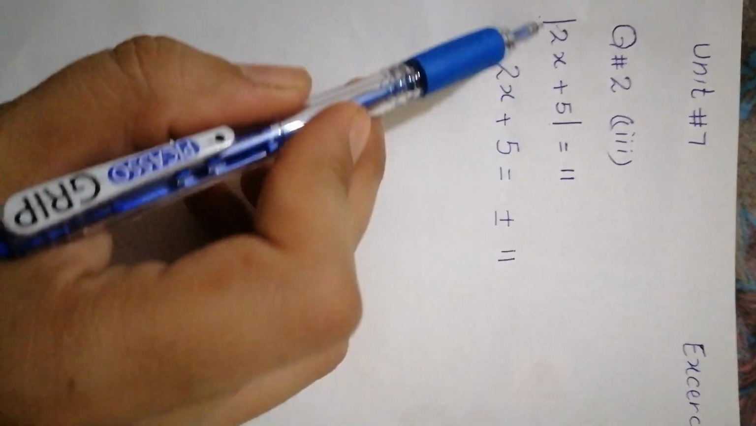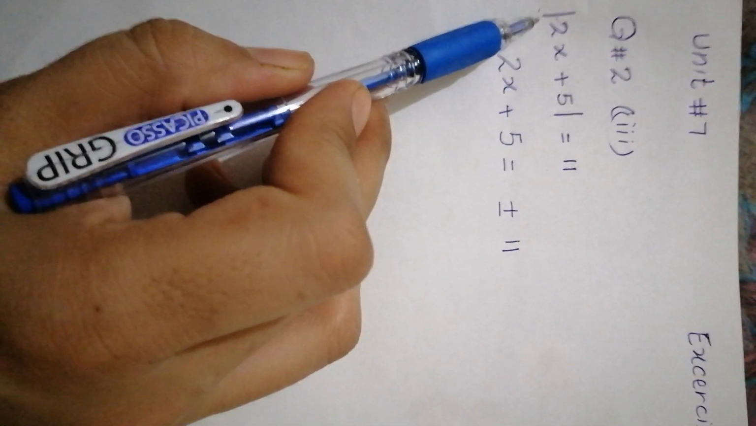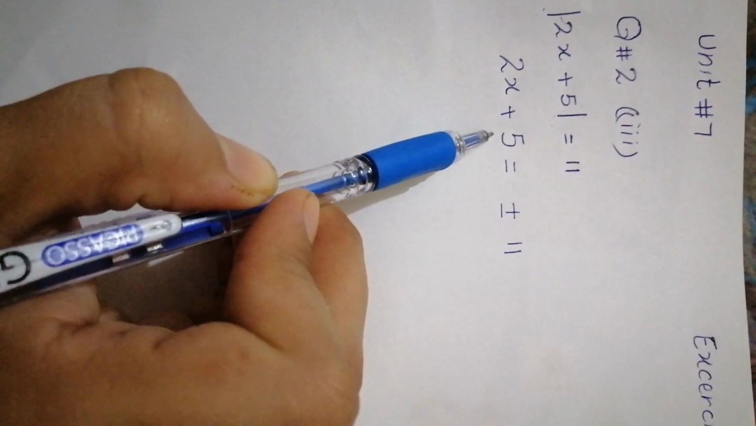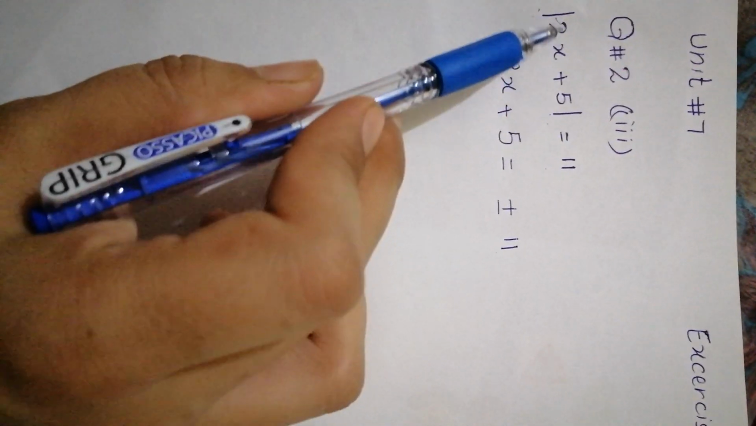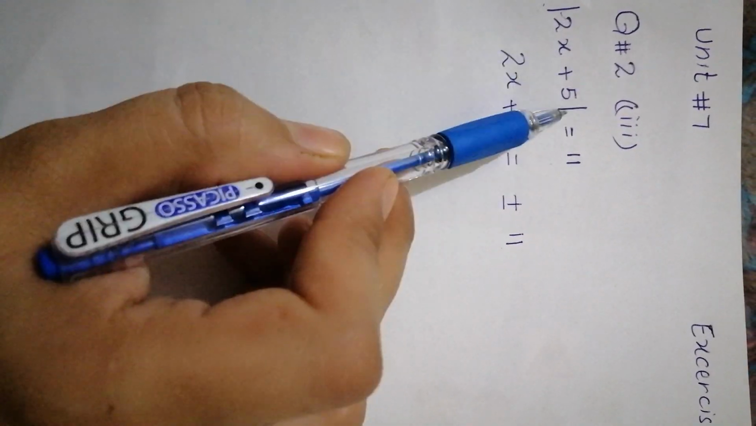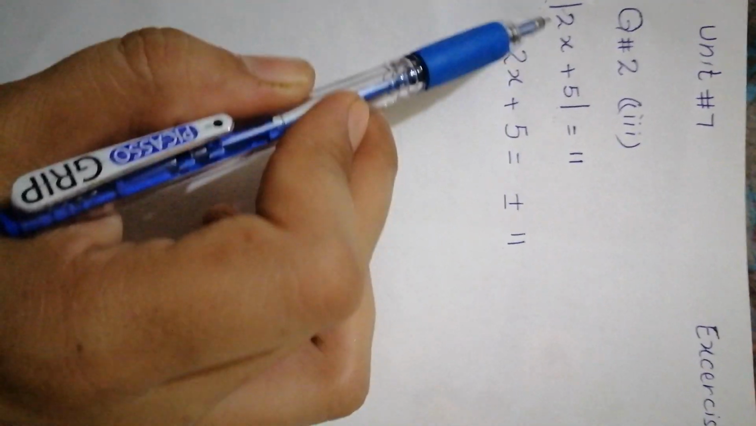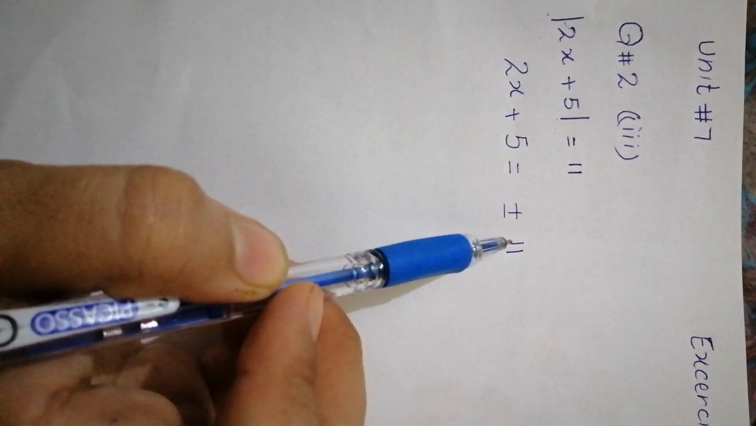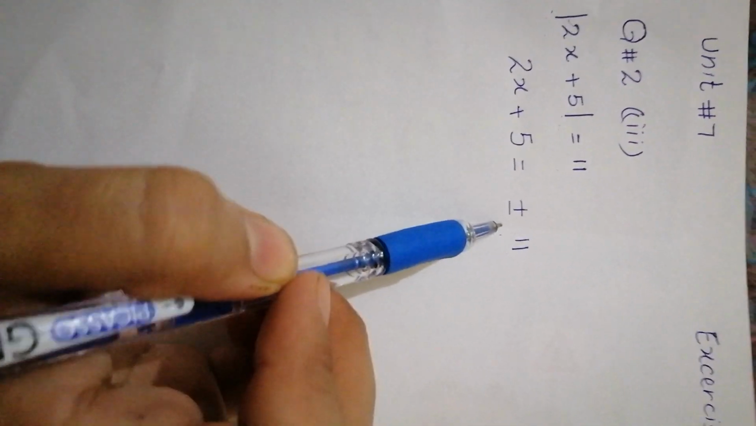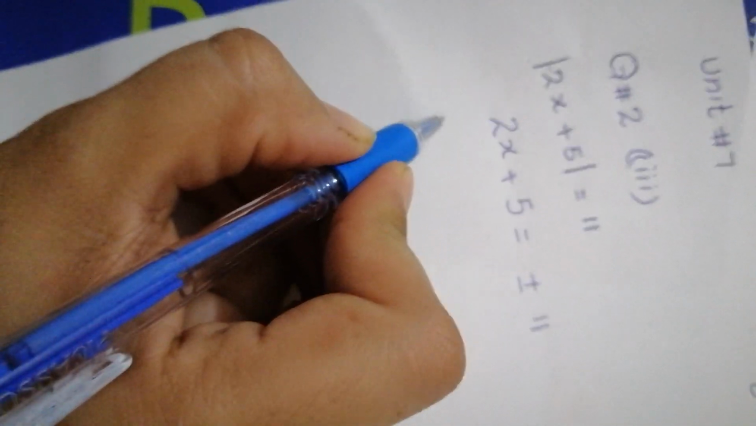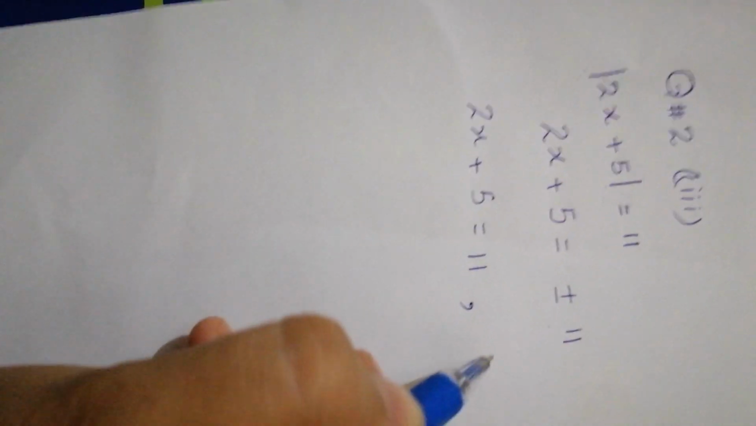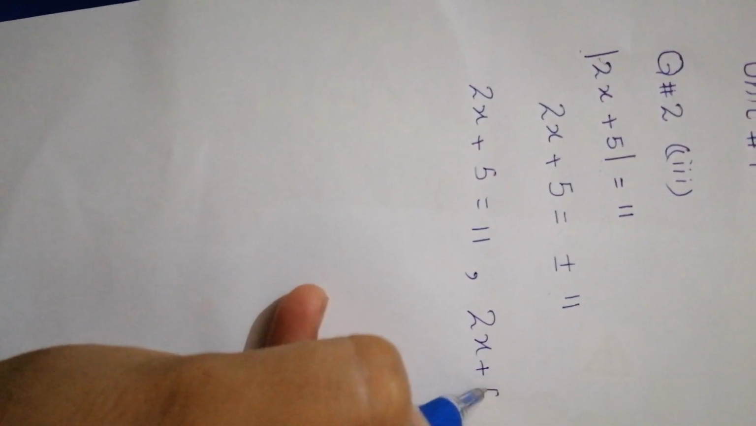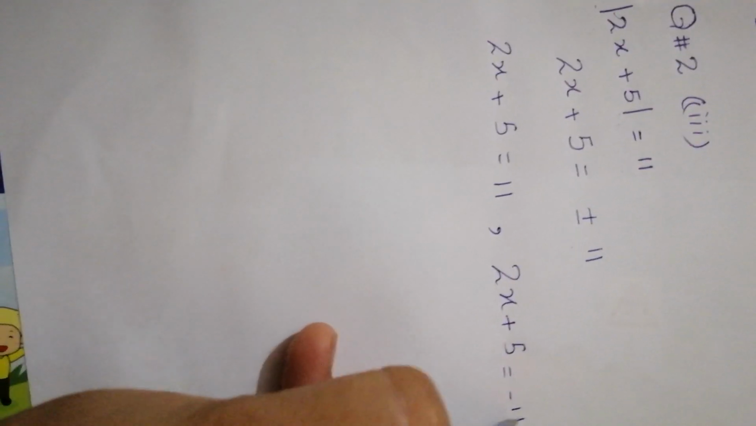So when modulus sign is removed, 2x plus 5 is equal to plus minus 11. Okay, when you remove the absolute value sign, these two vertical lines, we will get answers in positive and negative in both ways, plus minus 11. Now you can see that you have two situations here. One is 2x plus 5 is equal to plus 11, and 2x plus 5 is equal to minus 11, right?